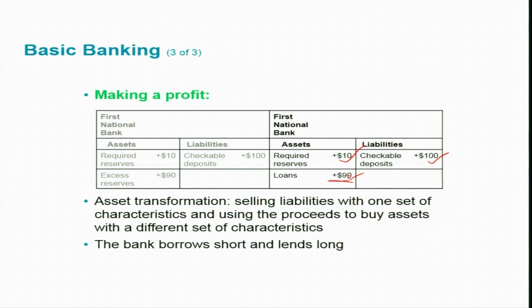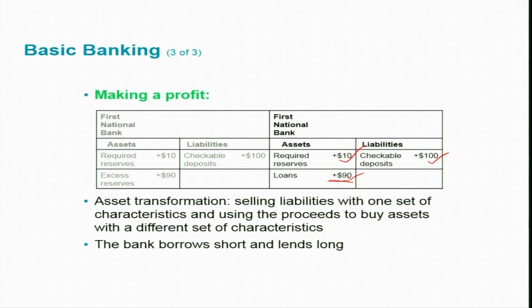they gave as a loan. So what the bank did here is nothing but asset transformation. That means selling liabilities, the checkable deposit, with one set of characteristics that we discussed previously: liquidity, risk, size and return.